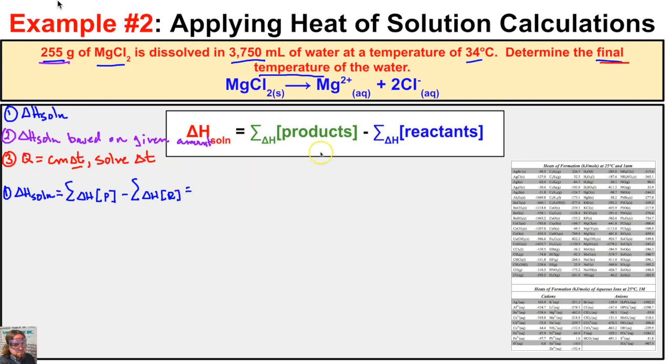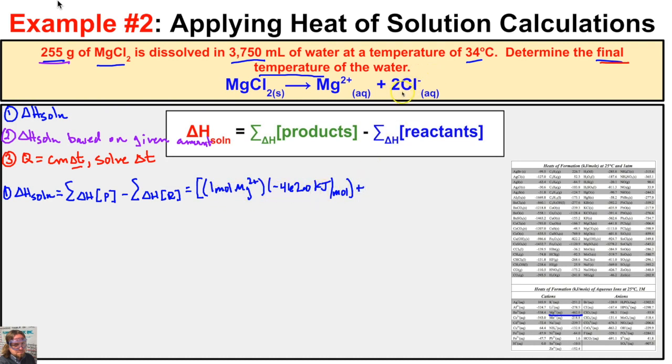And so if we take a look at our products, what this is telling us is that we have 1 mole of magnesium ions being produced, and we need to multiply this by the heat of formation of our magnesium ions. And so when magnesium ions are produced in solution, it looks like the amount of energy associated with them is negative 462.0 kilojoules per mole.